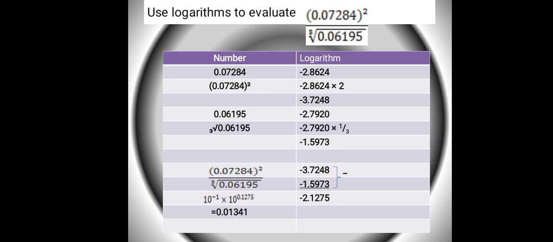Now we have to divide the numerator and the denominator. For logarithm, division will mean subtracting. So we subtract 1.5973 from 3.7248. We get 2.1275. Now let's get the anti-logarithm of 2.1275. It is 0.01341.